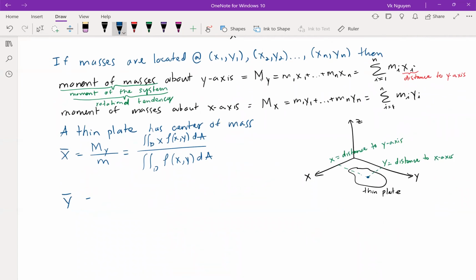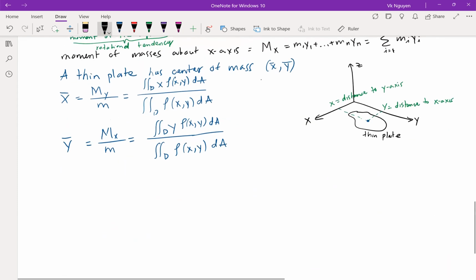So similarly, y bar is going to be the moment of the system about the x-axis over the mass, and it's going to be this thing here. Yeah, this is the reason why I don't put this on the exam. It takes a while to get the center of mass here. Yeah, okay, so this is the center of mass, x bar, y bar.